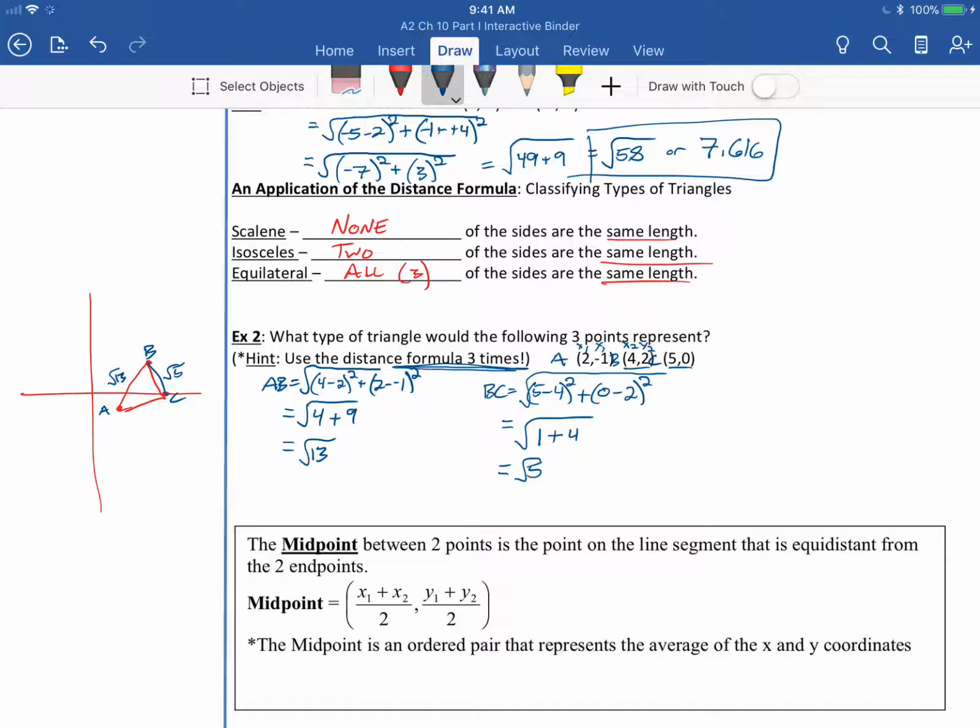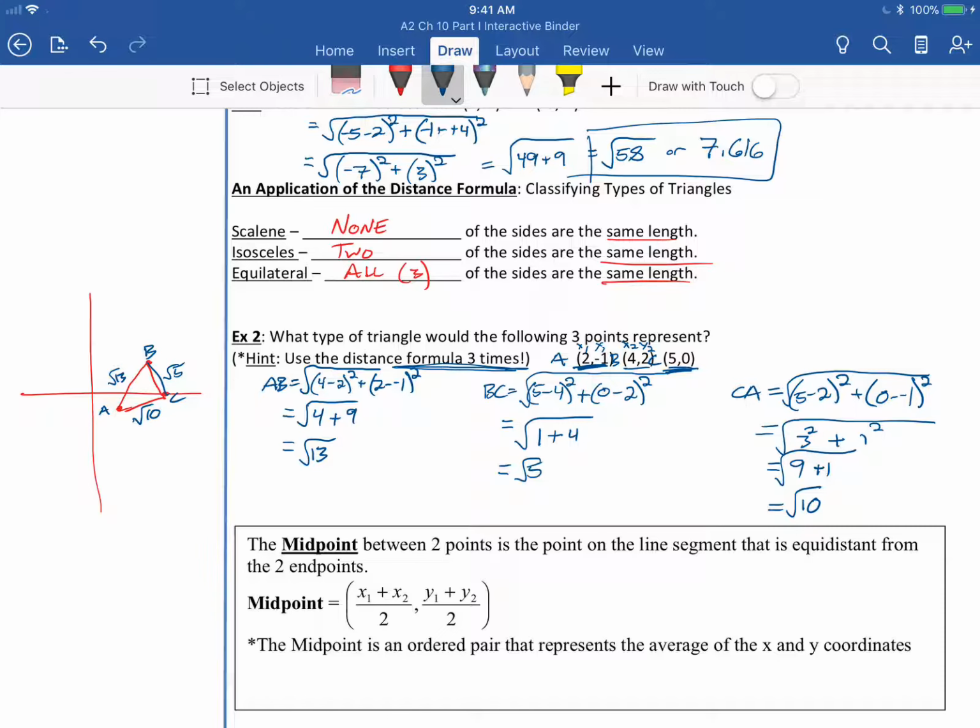And my last one, I have to find C to A. So now I'm going to use this point and this point. So now my C to A, my x's minus from each other is going to be 5 minus 2 squared, and my y's minus from each other is going to be 0 minus a negative 1 squared. So this is going to be what? This is going to be 3 squared, which is 9, and I didn't write that other step out, but now I have 1 squared, so this is going to be 9 plus 1, which is the square root of 10. So this is the square root of 10.